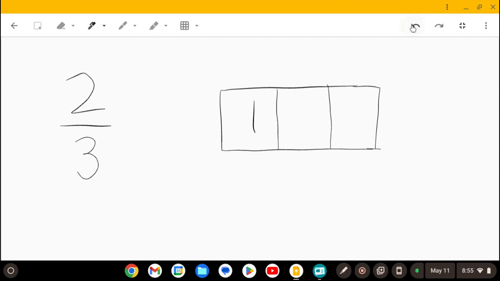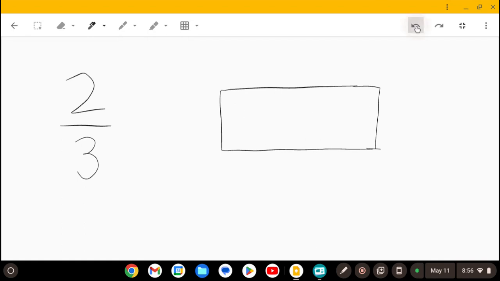Now our next thing to do is to shade the rectangle. The numerator, on the other hand, tells us how much of the rectangle we're supposed to shade. The numerator is 2, so we need to shade 2 parts. So 2 out of the 3 parts are shaded. This is 1 part we shade, and 2 parts. And that's it. So this represents 2/3, with 2 out of the 3 parts of the rectangle being shaded.